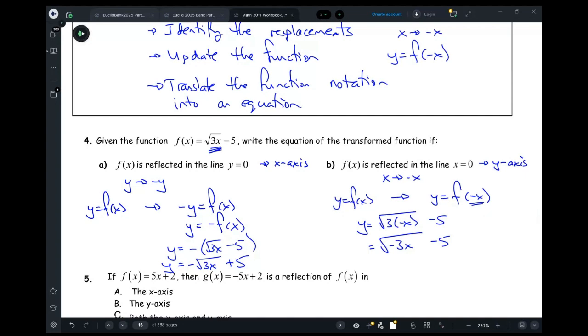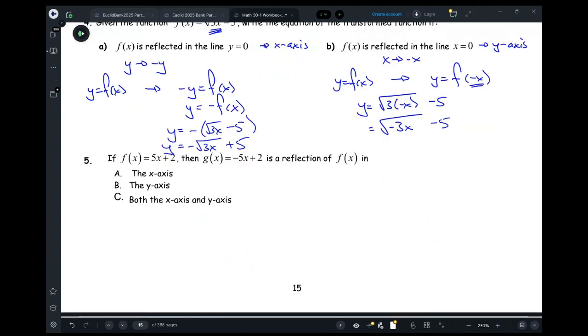They make a big difference. And then last but not least, in this lesson here, if the function f of x is equal to 5x plus 2, and g of x is equal to negative 5x plus 2, this is a reflection how? Okay, so you might want to pause right now and just give this a little bit of thought. Now let's go through and just take a look at this, if you've had a moment here.